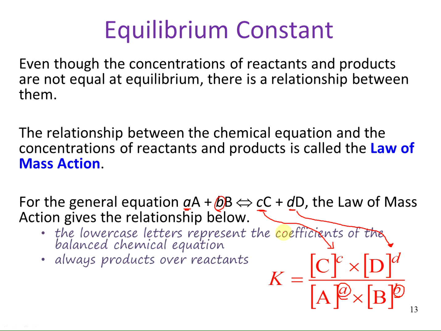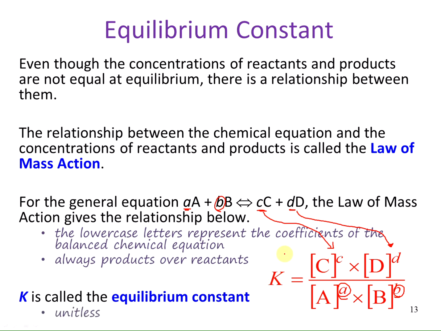So these lowercase letters represent the coefficients of the balanced chemical equation, and it's always products over reactants when we write the equilibrium constant expression. And this K is called the equilibrium constant. Now, because we're expressing ratios of the molarities or the concentrations, units will cancel out. So the K is always unitless.